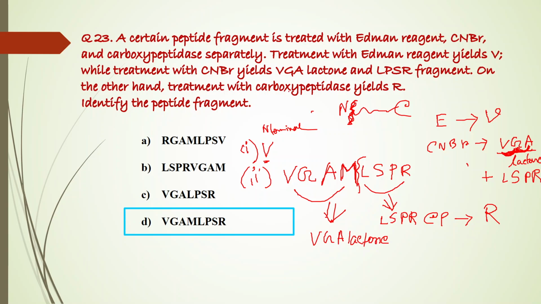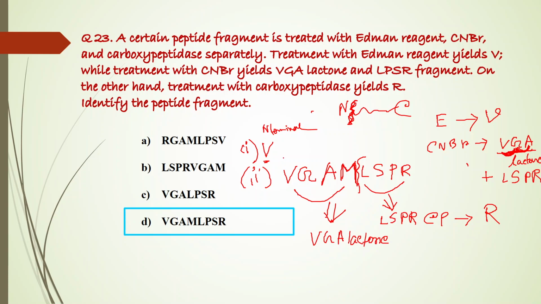Let us come to the last point for confirmation. It says, on the other hand, treatment with carboxypeptidase yields R. What does carboxypeptidase give you? It gives you an idea about your carboxy terminal amino acid residue. Whichever amino acid is sitting at the carboxyl end, carboxypeptidase will cleave that particular amino acid. Now it states that after CP treatment you are getting R.